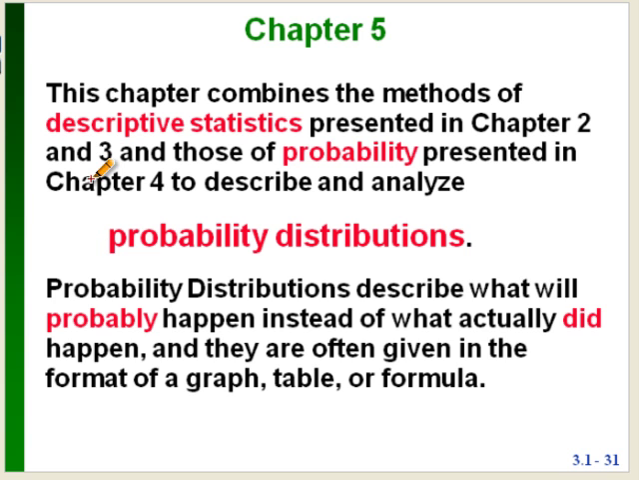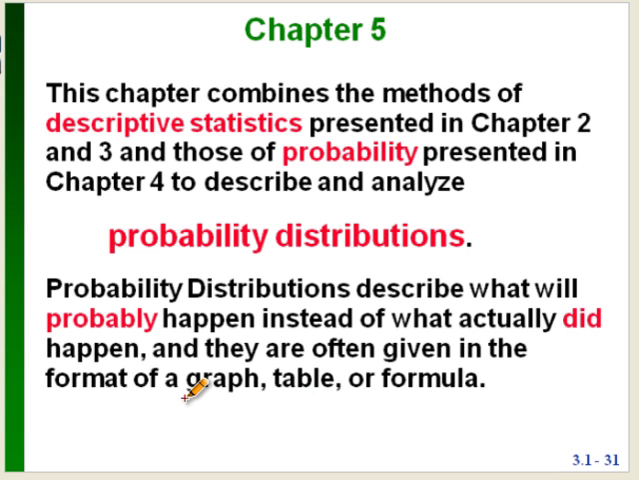Let's talk about Chapter 5. In this one, we're taking things that we talked about in Chapter 2 and in Chapter 3, the descriptive statistics, and then we're adding in the stuff we just talked about with probability, kind of putting those two concepts together to get probability distributions. So a probability distribution is going to describe what probably will happen instead of what actually did happen. And we usually put these in a table.